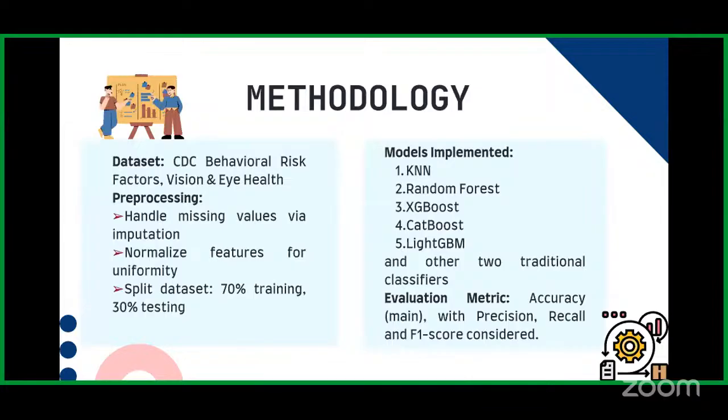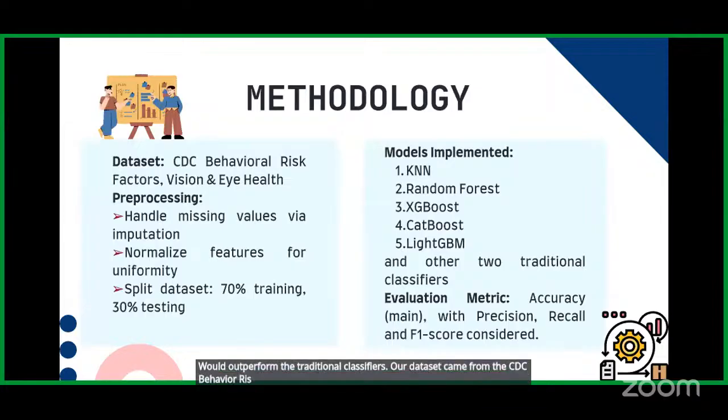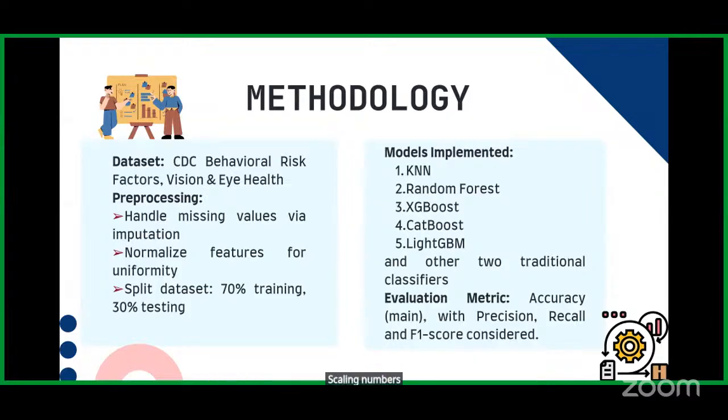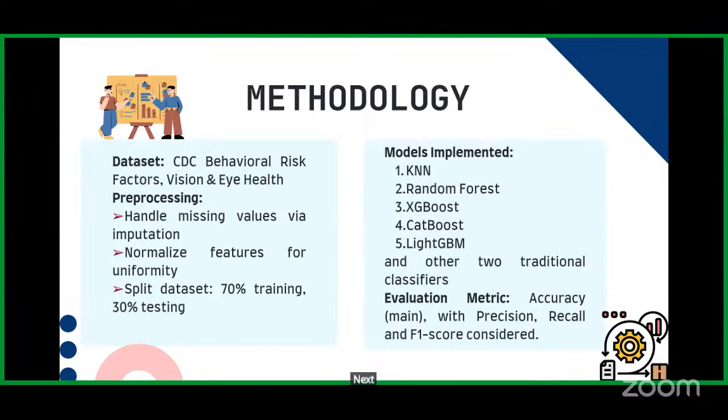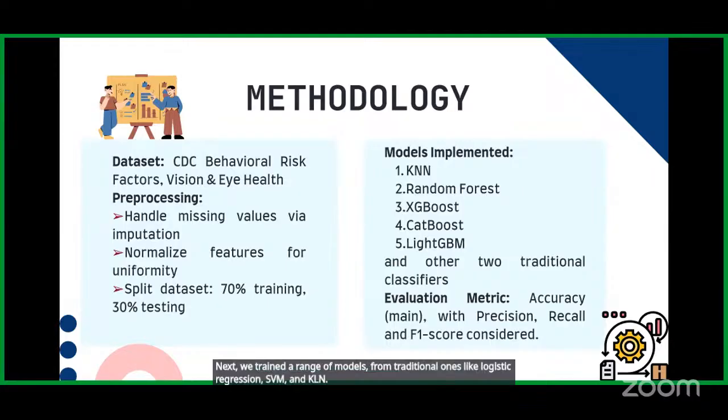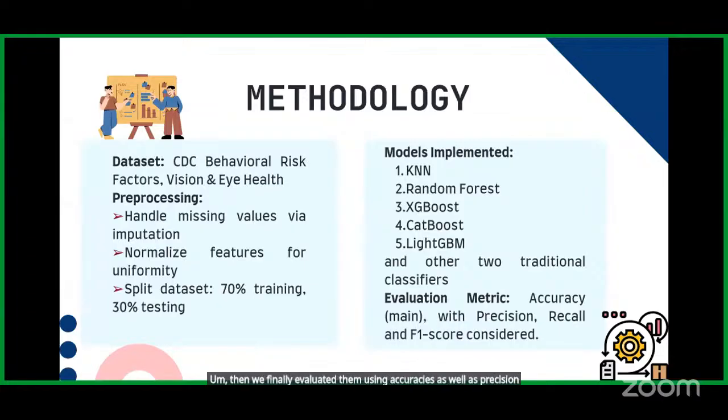Our data set came from the CDC Behavioral Risk Factors and Visual Health Survey. We first cleaned the data, filling missing values instead of dropping them, scaling numbers, and handling categorical features carefully. Since our vision impairment cases were fewer, we balanced the data set so the models wouldn't just predict the majority healthy class. We then split the data 70% for training and 30% for testing. Next, we trained a range of models, from traditional ones like logistic regression, SVM, and KNN. Then we finally evaluated them using accuracy as well as precision, recall, and F1 score.